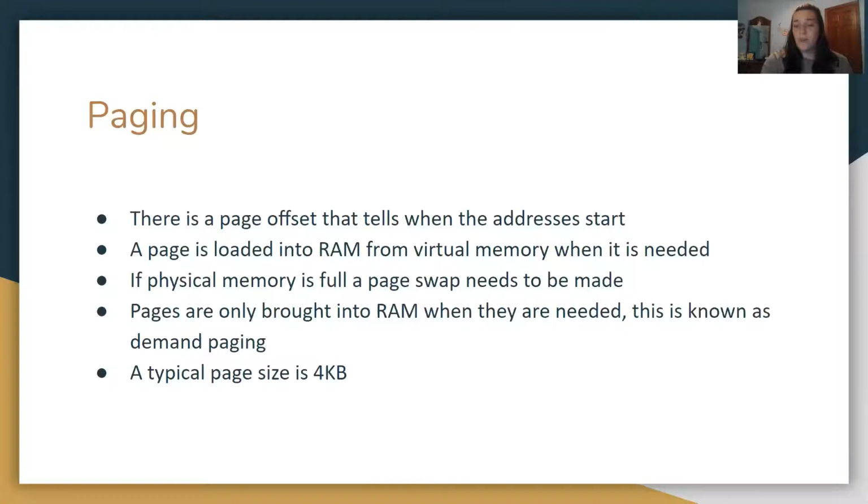Another technique to use for virtual memory is paging. First, however many bits that make up the offset are loaded directly from virtual memory to physical memory. There's no translation needed. If the physical memory is full, then a page swap needs to be made, which will be explained later. And pages are only brought into RAM when they're needed, which is known as demand paging, kind of like supply and demand. If that page is needed at that certain time, then it's loaded in. If it's not needed, then it doesn't need to be loaded into RAM. And a typical page size is 4 kilobytes per page.